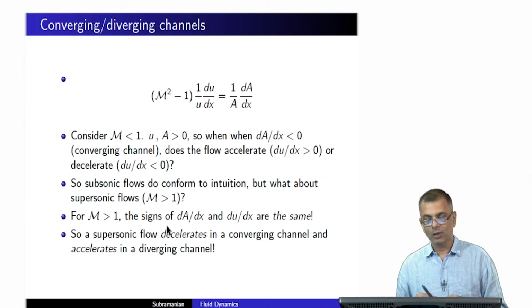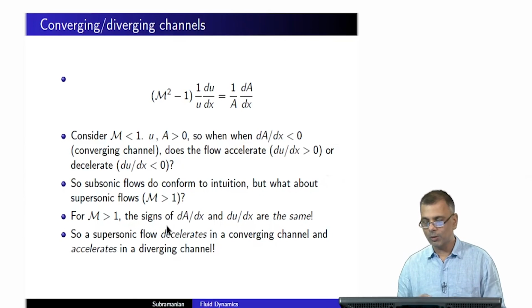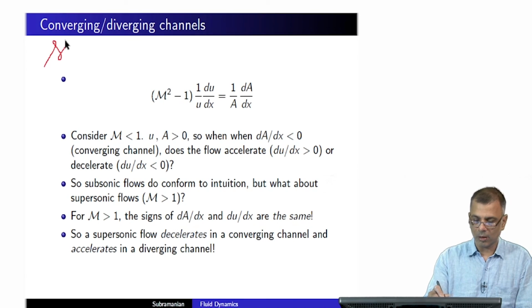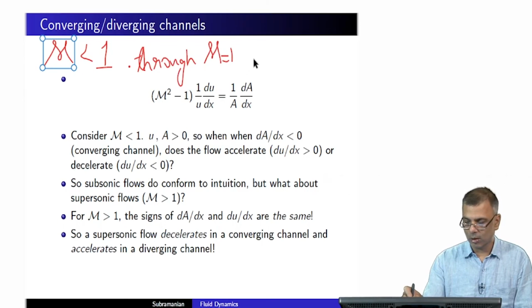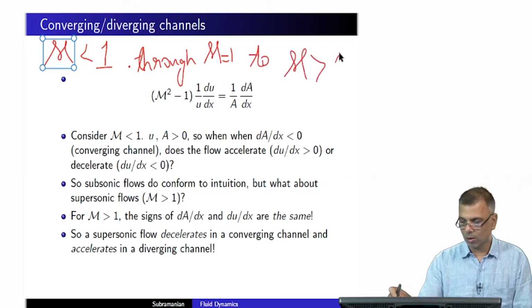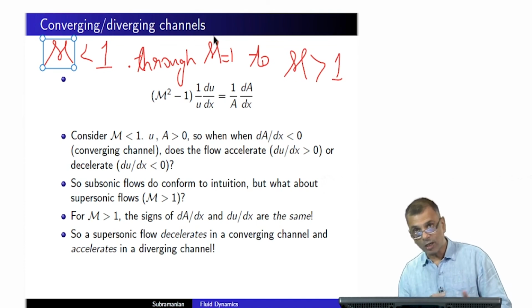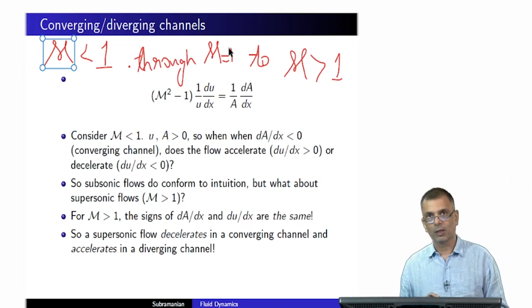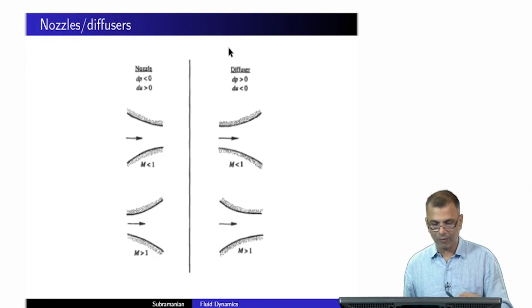And so when you are transitioning from Mach number less than 1 to Mach number greater than 1, when you're going from the subsonic regime through the sonic point, that's when Mach number equals 1, you have to be very, very careful. And this is an example of what's called a de Laval nozzle.